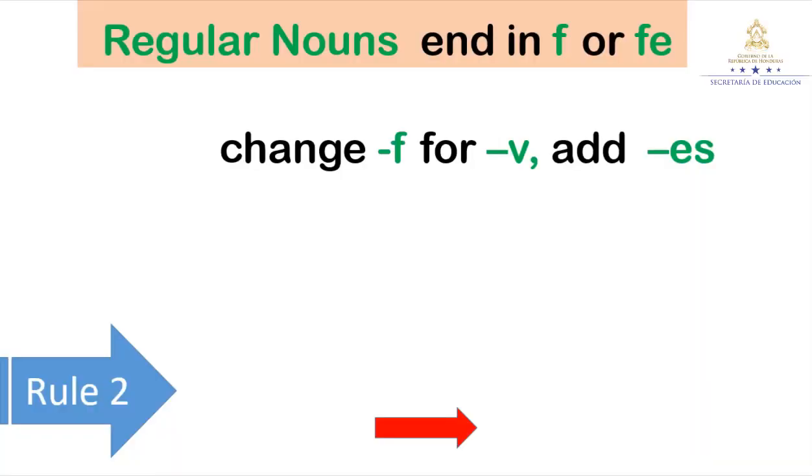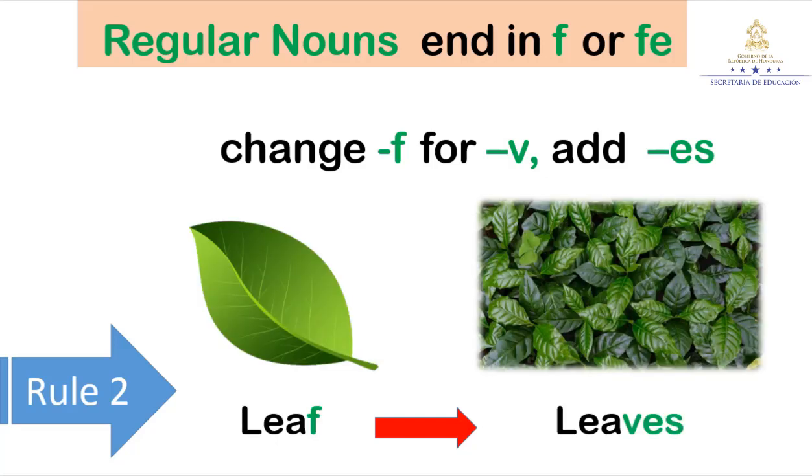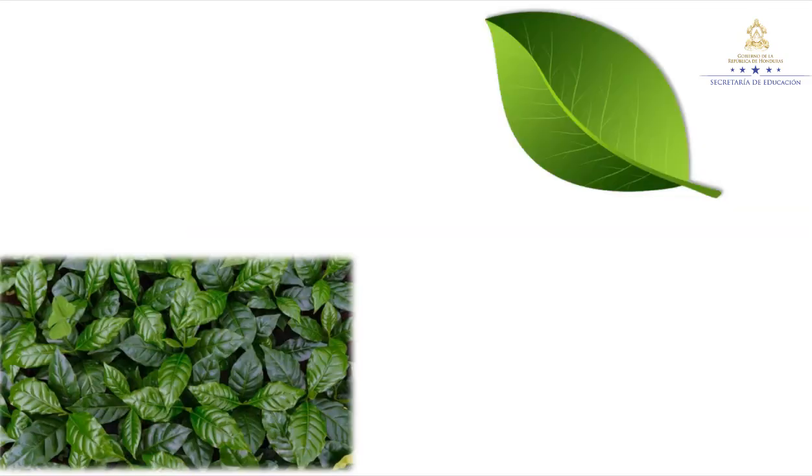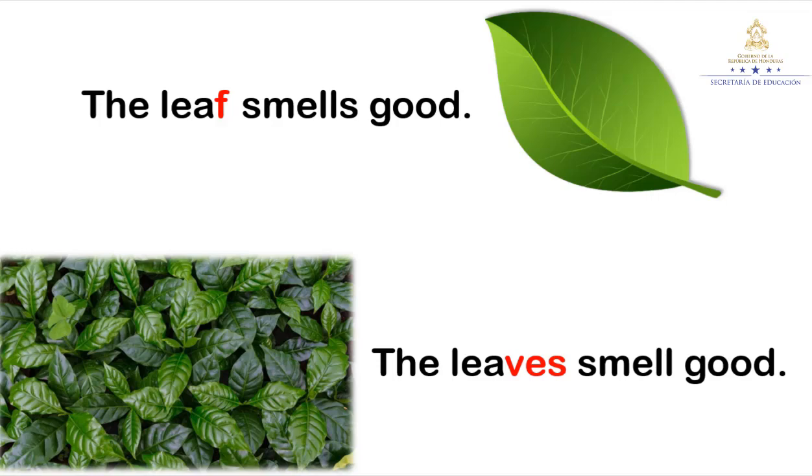Regular nouns that end in F or F-E, we change F for V and add ES para el plural. For example, leaf in singular, leaves in plural. Look at this example in singular. The leaf smells good. Ahora en plural. The leaves smell good. Como leaf en singular termina en F, la F la cambiamos por V y le agregamos ES para el plural.